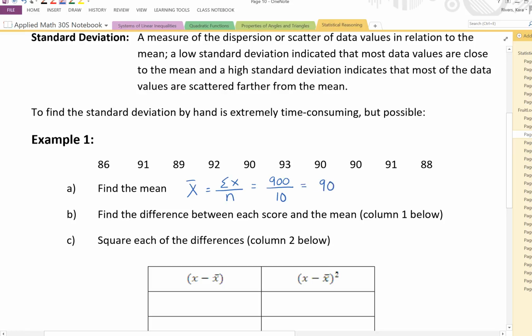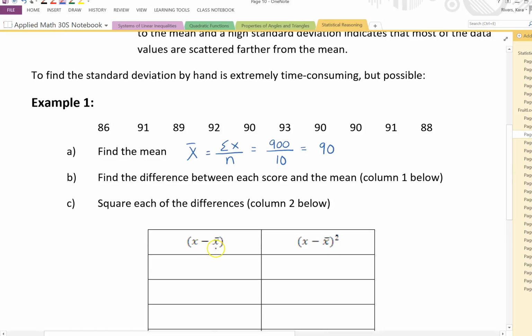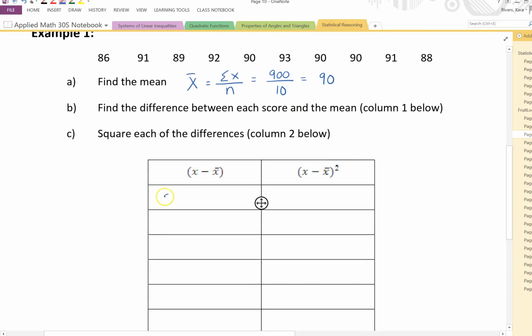Now we need the mean because if we're going to find how far all of our values are away from the mean, we need to get the mean first. So B says find the difference between each score and the mean. So you can see here in the column, it'd be x minus the mean. So 86 minus 90, 91 minus 90, and so on. So we'll do that here, and then just write out your answer. So that would be -4. And the next one, 91 minus 90, and that would be 1, and so on. So take a minute and go through and find out what this column is equal to, okay?